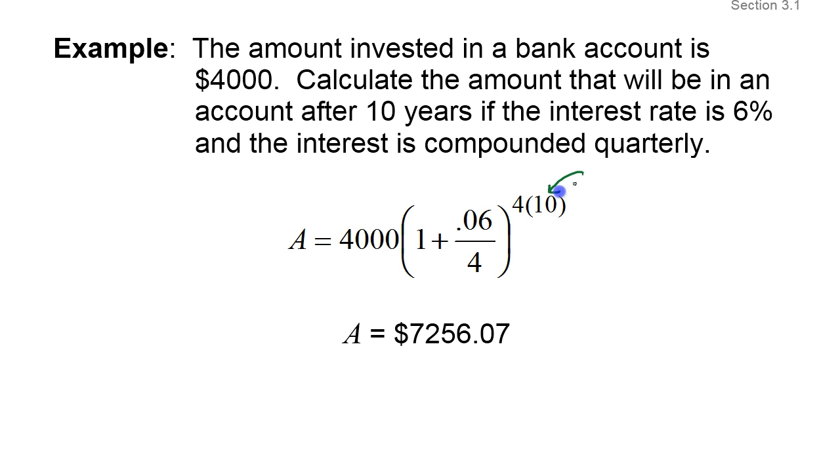So this number is T, this number is N, this is your rate as a decimal, and this is the principal that you've invested. If you calculate that all together, this is the amount of money that you would have after 10 years if you started with $4,000 invested at 6% with compounded interest quarterly.